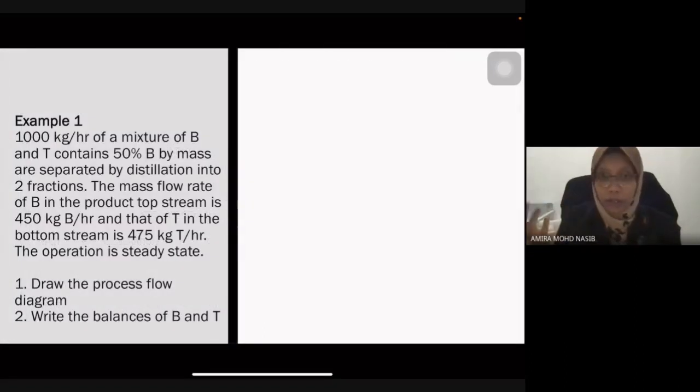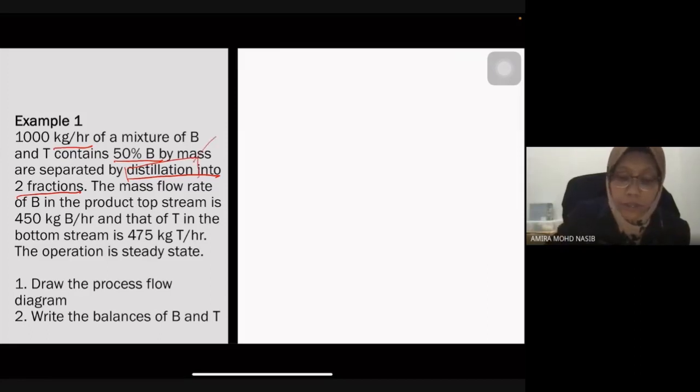Okay, we go to the example first. I am going to repeat how you are going to do it step by step, how you are going to develop a flow chart diagram. So 1000 kilograms per hour of a mixture of B and T containing 50% B by mass is separated by distillation into two fractions. These are the unit process.